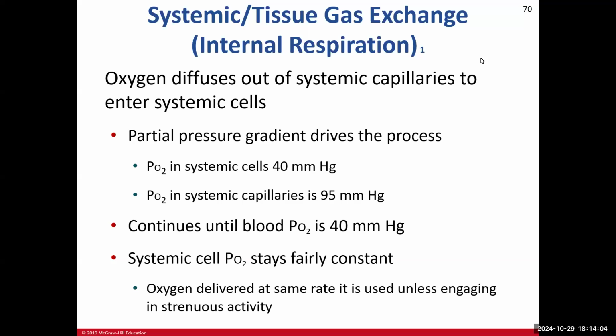Think of respiration as gas exchange. So we're going to talk about how we're going to exchange gas between our systemic circulation and our tissue cells. So basically, like it says at the top of the screen there, we're going to move oxygen from the blood into the tissues. And then conversely, we're going to move carbon dioxide out of the tissues and into the blood.